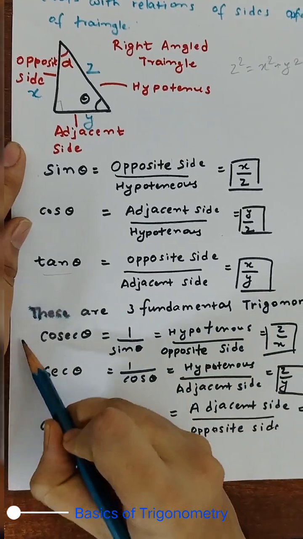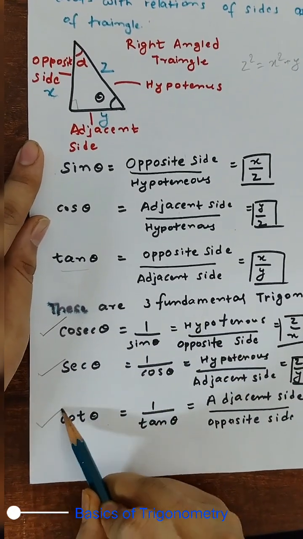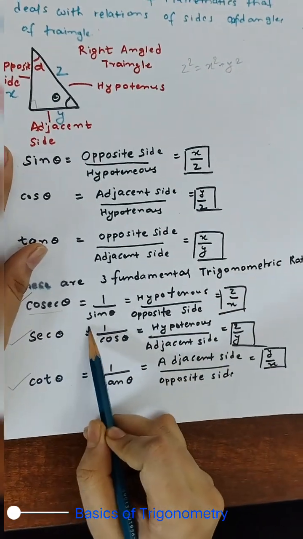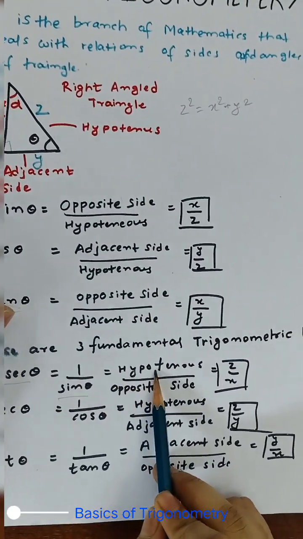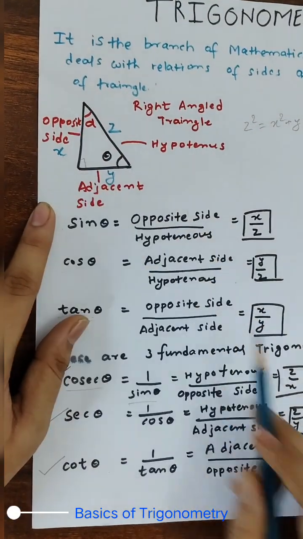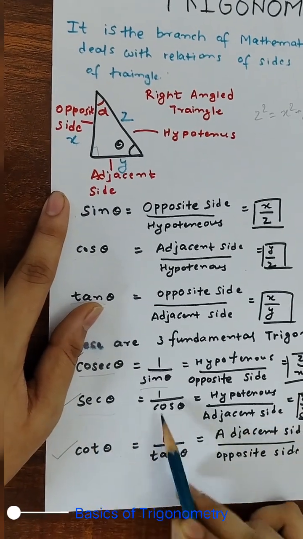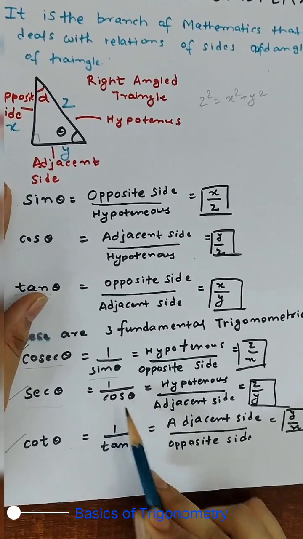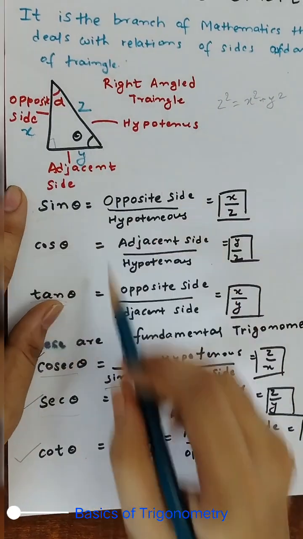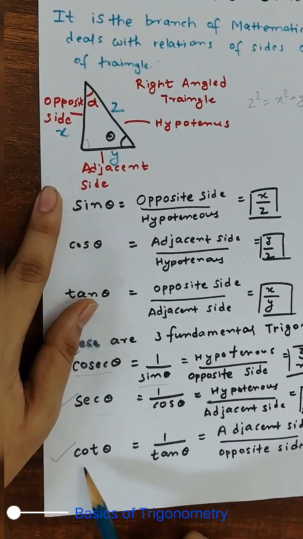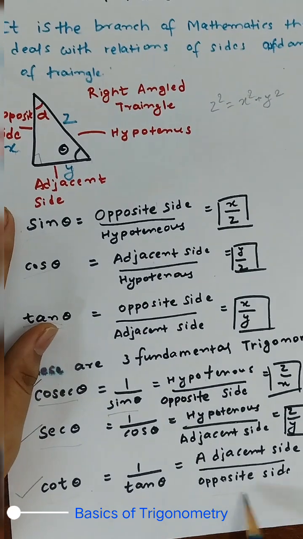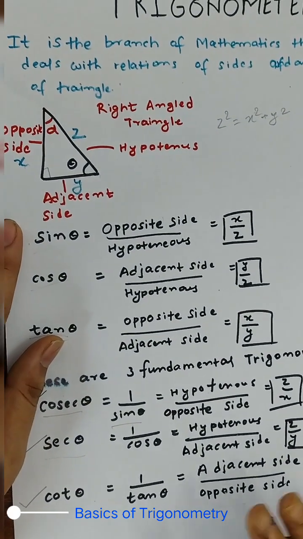Now we can obtain other three ratios, which are cosec, sec and cot theta from the above trigonometric ratios. The relations are namely cosec theta is equal to 1 by sin theta, which will equal hypotenuse upon opposite side of a right angle triangle, which will be equal to length z upon length x, which is z by x. Sec theta is equal to 1 by cos theta, which will equal hypotenuse upon adjacent side, which is equal to z by y. Similarly, cotangent of theta or cot theta will be equal to 1 by tan theta, which is equal to adjacent side upon opposite side, whose value will be y upon x.